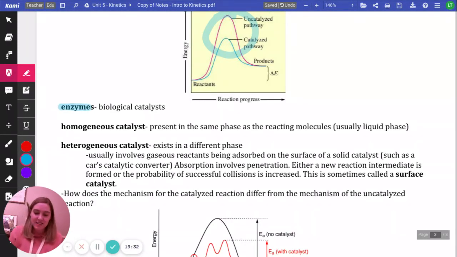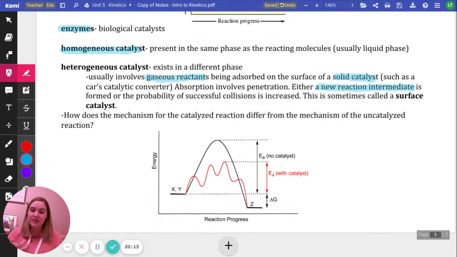Then we have a homogeneous catalyst. All that means is that it is present in the same phase as the reacting molecules. So if our reaction is in liquid phase, our catalyst would be in liquid phase as well. And then a heterogeneous catalyst exists in a different phase. Typically this is gaseous reactants being adsorbed on the surface of a solid catalyst. Typically what happens here is a new reaction intermediate is formed, or the probability of collisions is increased. This also can be called a surface catalyst.